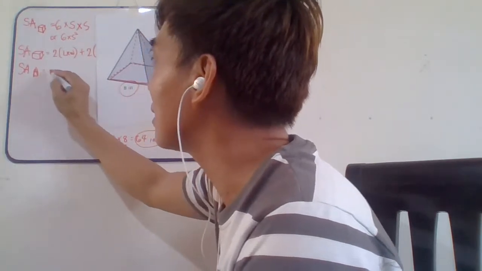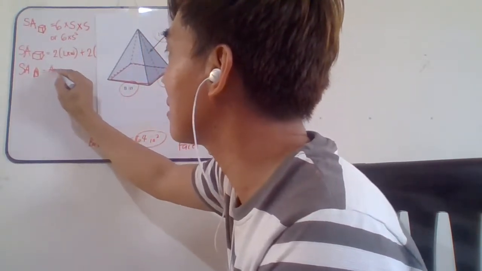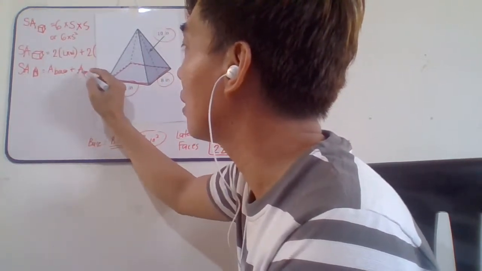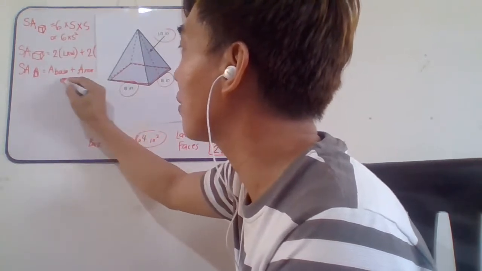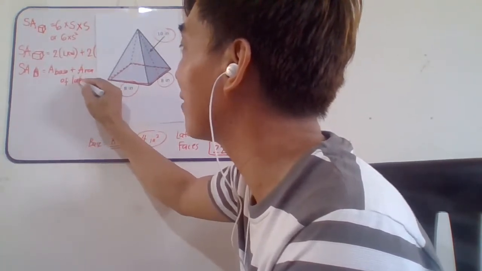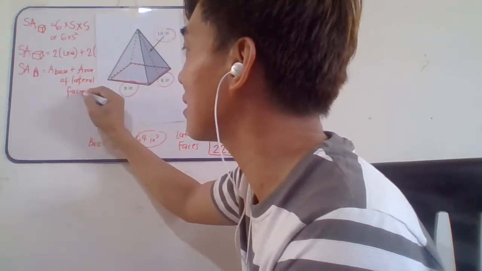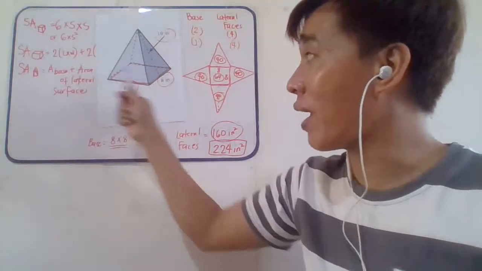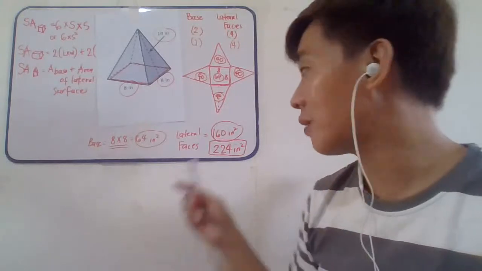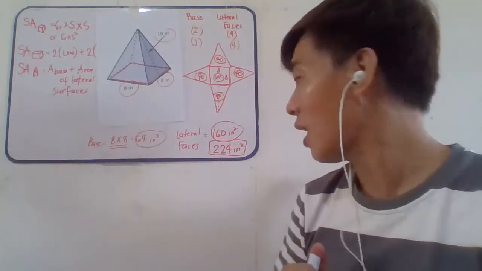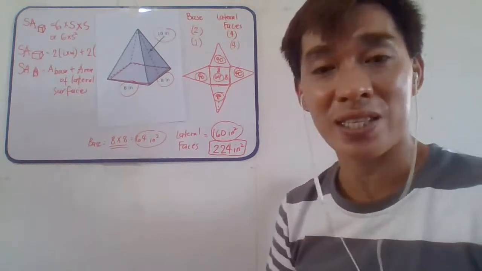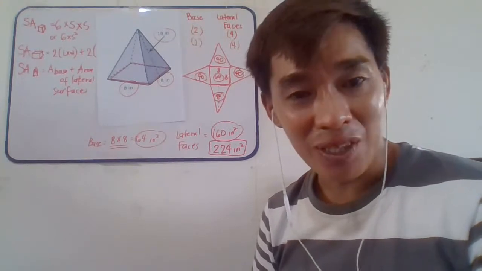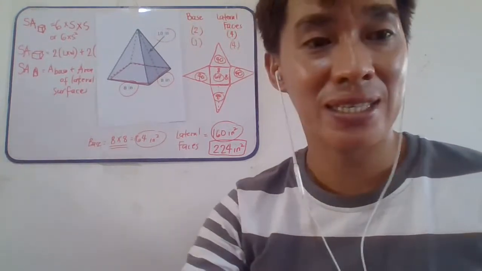Okay? So that is equal to area of base plus area of lateral faces or surfaces. Okay, so that's it. The base is a square and the lateral faces are all triangles. Therefore, the surface area is 224 square inches or inches squared. Any question with that? Any question? If there's none, let's proceed to the next figure.